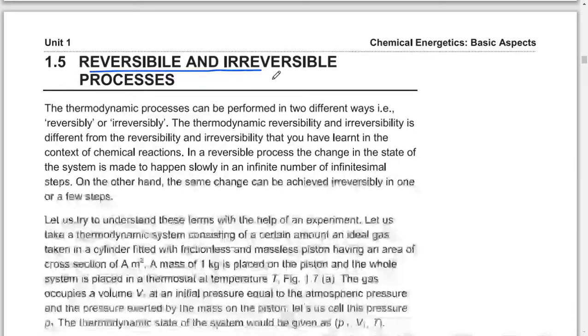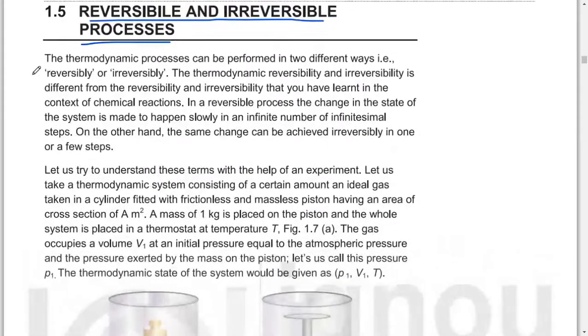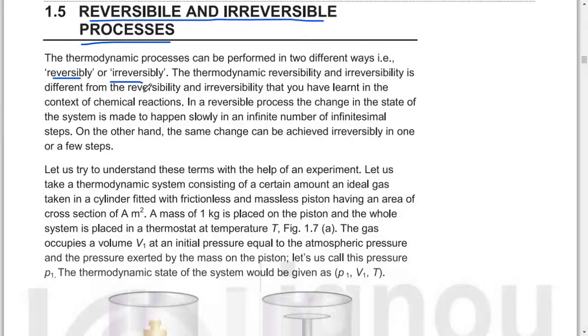Reversible and irreversible processes. The thermodynamic process can be performed in two different ways, reversibly or irreversibly. The thermodynamic reversibility and irreversibility is different from the reversibility and irreversibility that you have learned in the context of chemical reactions. In a reversible process, the change in the state of the system is made to happen slowly in an infinite number of infinitesimal steps. On the other hand, the same change can be achieved irreversibly in one or a few steps.